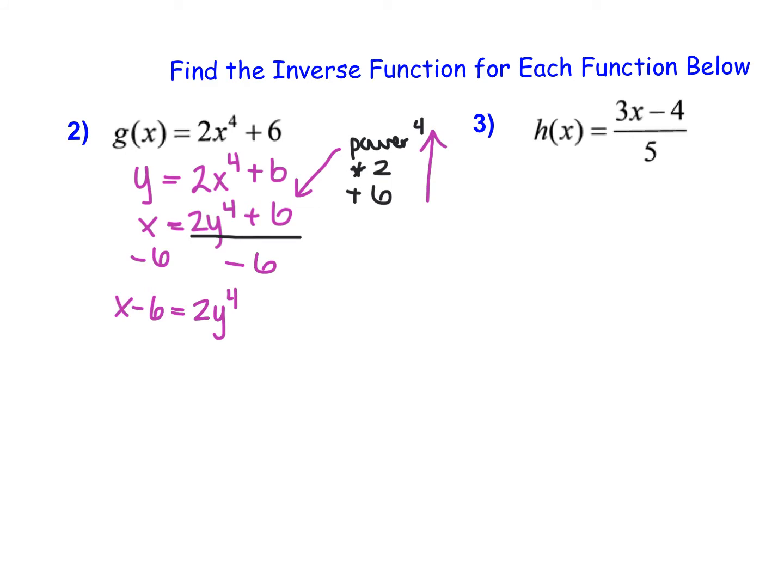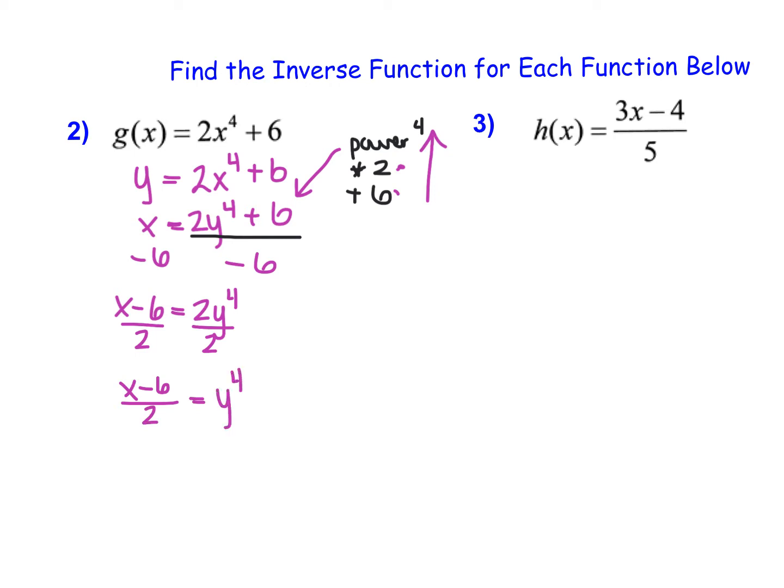Now, in order to continue getting y alone, I notice that I'm going to divide by 2, and that's because here I multiplied by 2, and in order to have the opposite of that in my inverse function, I'm going to divide each side by 2. So now I have x minus 6 divided by 2 is equal to y to the power of 4.